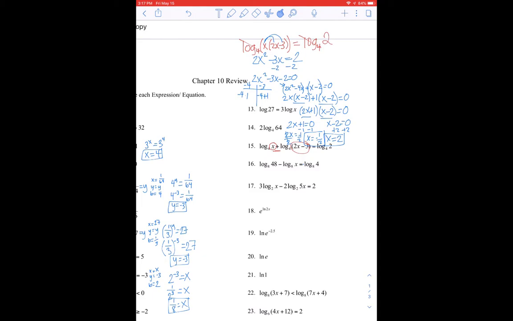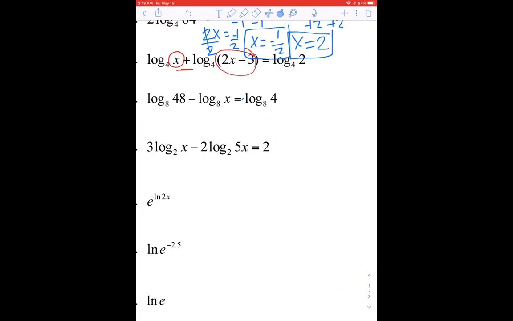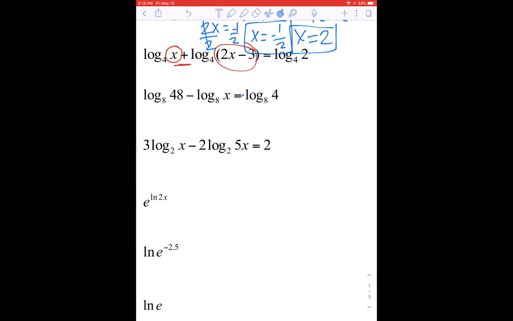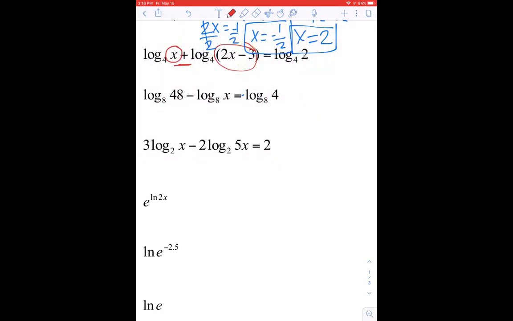17 is, maybe I'll have room over here. 3 log base 2 of x minus 2 log base 2 of 5x equals 2. So what I'm going to do for this one is, when you subtract two logs, you can combine them, making them divided by each other.